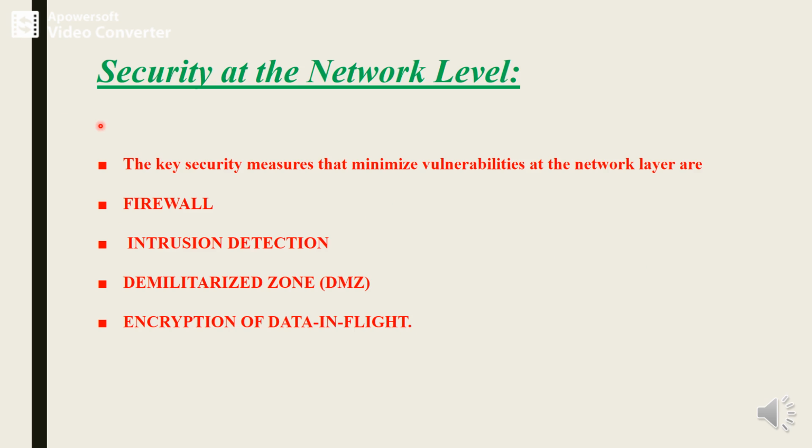Next is security at the network level. Previously we considered security at the compute level. The key security measures that minimize vulnerability at the network layer are firewalls, intrusion detection, demilitarized zones, that is DMZ zones, and encryption of data in flight, or in the data traffic. These are the four major key factors that can be considered to provide security at the network level.